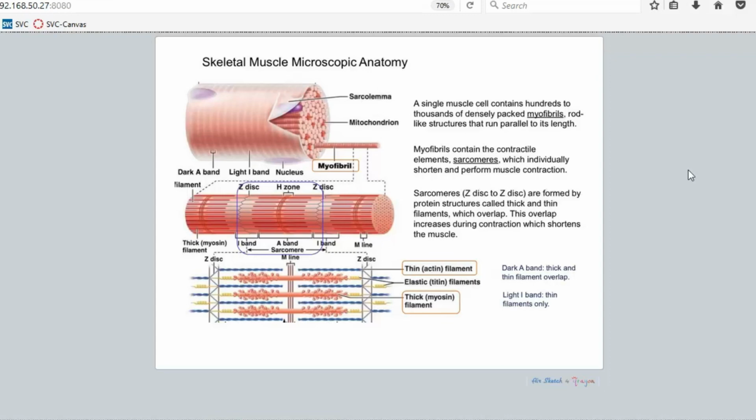Okay. So a single muscle cell contains hundreds to thousands of densely packed myofibrils. These are rod-like structures that run parallel to its length. So there's your skeletal muscle cell, and all these mitochondria in there, right? We need all those mitochondria. Well, why do we need those? What are those going to produce? Those are going to produce ATP. Okay. So we have a lot of mitochondria in there.